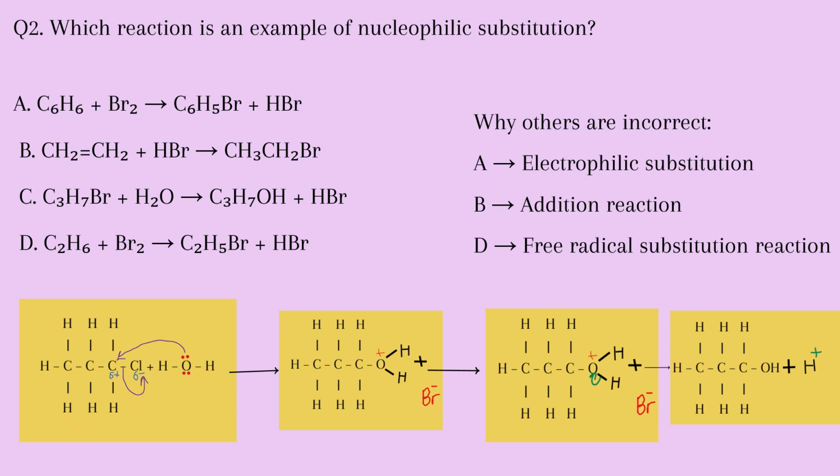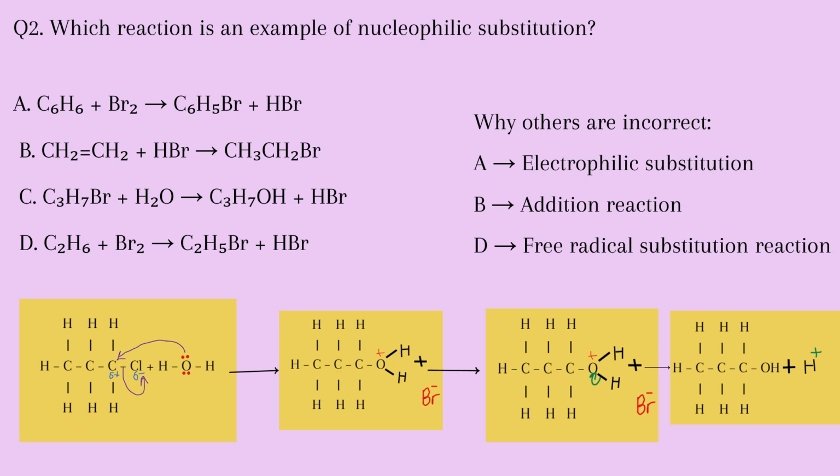Now option B. As you can see here, we have ethene and we are adding HBr to it. We have learned in the previous session that whenever we add HBr to ethene, this reaction is nothing but an addition reaction. So B is also not a nucleophilic reaction. Now option D. Here we have ethane and we are adding bromine. Whenever we add any halogen to an alkane, we call it a free radical substitution reaction. This we have learned in the previous session. So option D is also not the correct option.